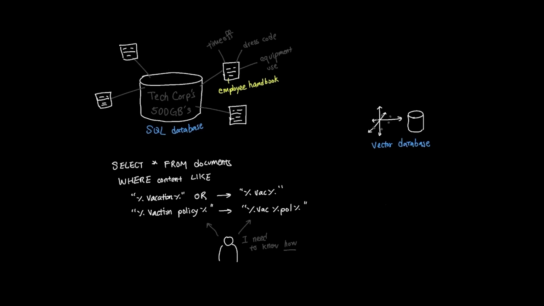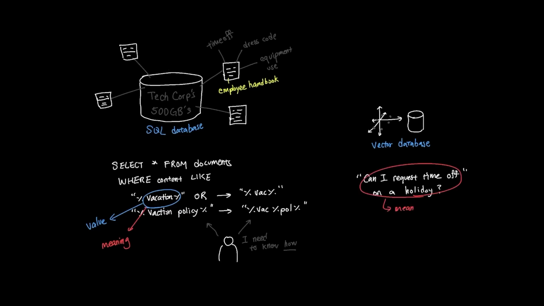But what if there was a different way to store the data? What if instead of storing them by the value, we store the meaning of those words? This way, when you search the database by sending the question itself, like, can I request time off on a holiday, based on the meaning of those words contained in the question, the database returns only relevant data back. This is the spirit of what vector databases try to address, storing data by the embedding. So essentially, instead of searching by value, we can now search by meaning.